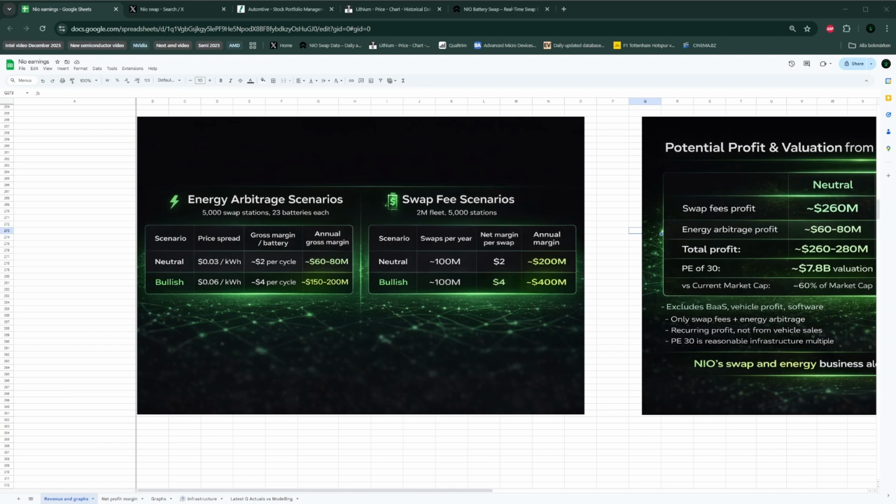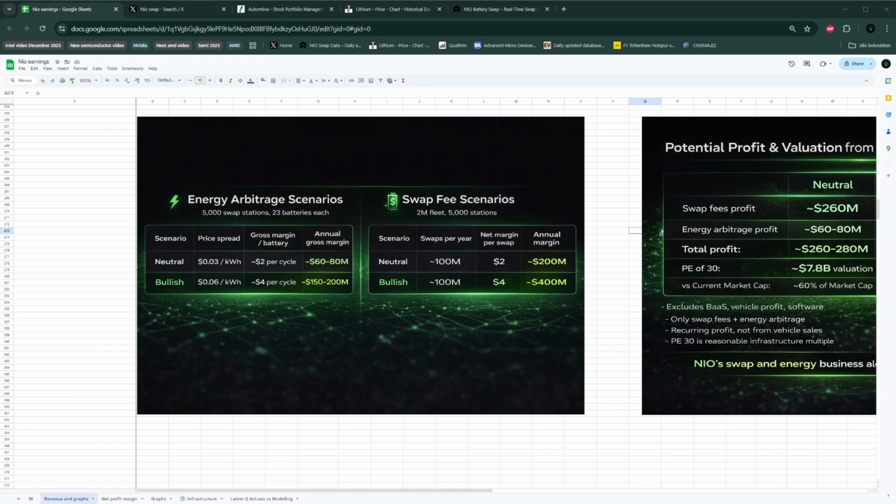Now, when it comes to the actual fee for the swap, once you go there, you have to pay a fee to do the actual swap. Again, if you assume we have 100 million swaps or so per year, based on every car doing one swap per week and you have 2 million cars, that's your 100 million swaps per year. In the neutral, less bullish situation, we have a net margin per swap of around $2.